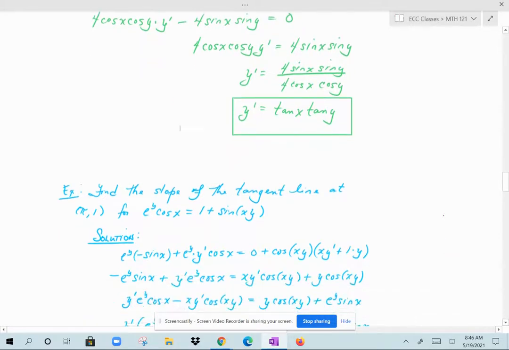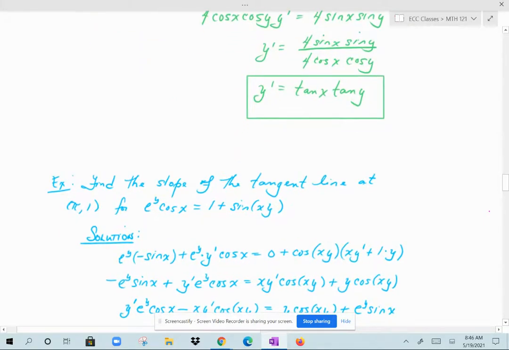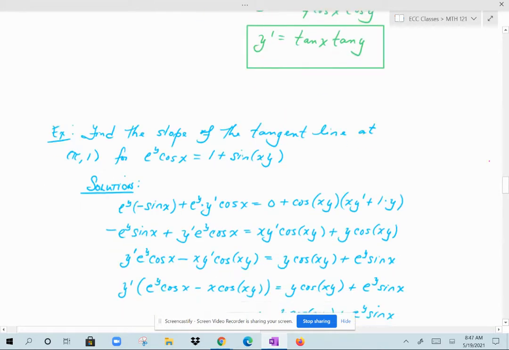Okay, here's another that is implicitly defined, and we want to find the slope of the tangent line at pi, 1 for e to the y cosine of x equals 1 plus sine of xy. So this one has quite a bit going on, because on the left side, I need to use product rule. On the right side, well, the 1 is easy, but this one here, it's chain rule, and within chain rule, I have a product, which is xy, so I need to use product rule. Okay, so let's deal with the left side first.